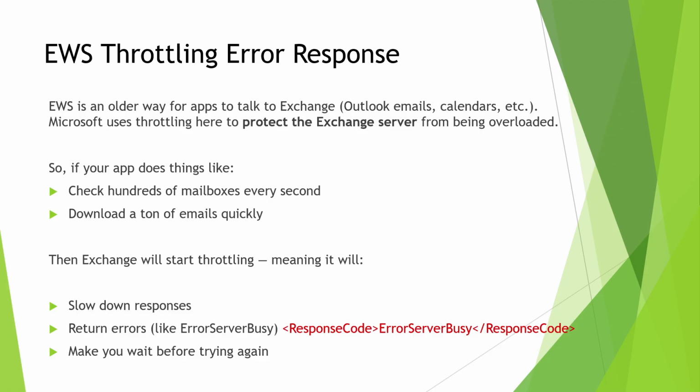EWS throttling error responses. EWS is an older way for apps to talk to Exchange, Outlook, email, calendar, etc. Microsoft uses throttling here to protect the Exchange server from being overloaded. If your app does things like check hundreds of mailboxes every second or download a ton of email quickly, then Exchange will start throttling. It will slow down responses, return errors like server busy, and make you wait before trying again. Here we will discuss this in brief.